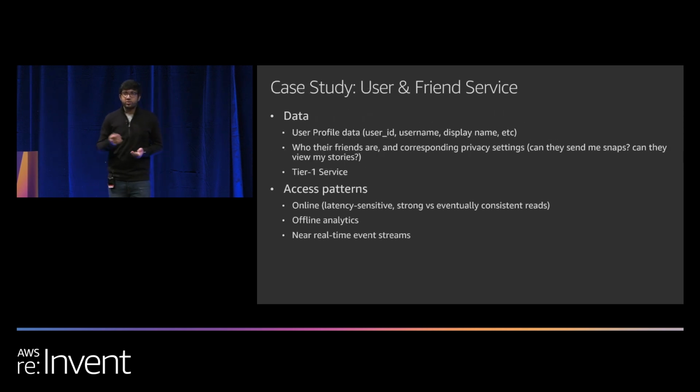So today, we're going to do a case study on the user and friend service, which my team owns at Snap. So firstly, let's just talk about what data this service is responsible for. This owns the core user profile data. So this is your username or display name that you display yourself as on Snapchat. It's also responsible for the friend graph data. So who your friends are, can they see your stories, can I send a snap to this person or not, that sort of data. And since the messaging flows and story posting flows require access to this data, it's a tier 1 service in our architecture.